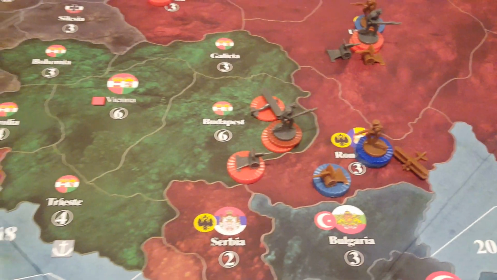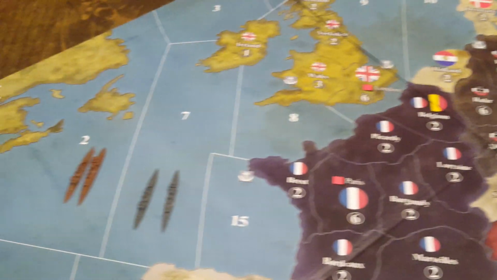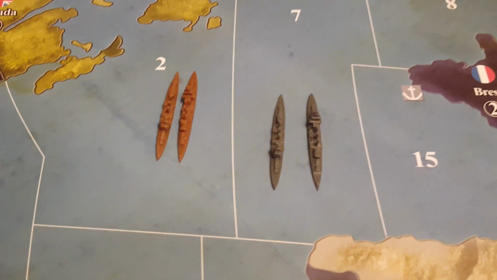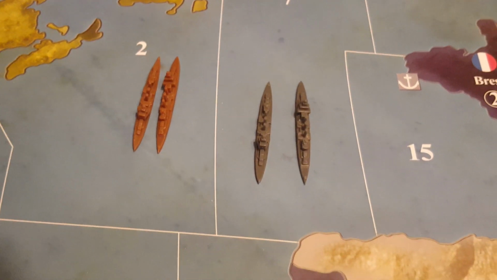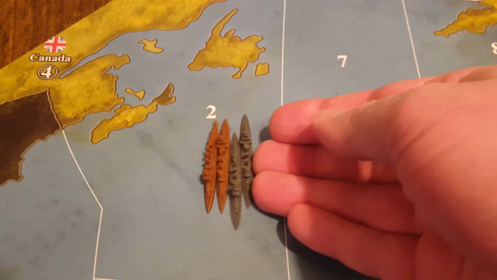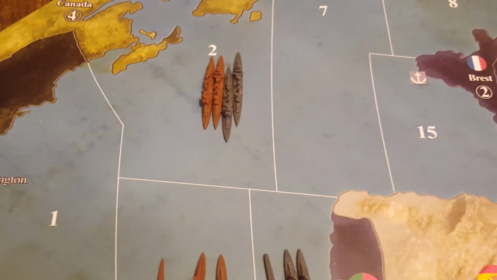Next thing we're going to do is take a look at sea battles. For that, we're going to come all the way over here. And again, we're going to start with simplicity first. So we've just got 2 cruisers versus 2 cruisers. And so we would move, let's say again, Germany's the aggressor, move in there. Cruisers attack and defend at a 3.